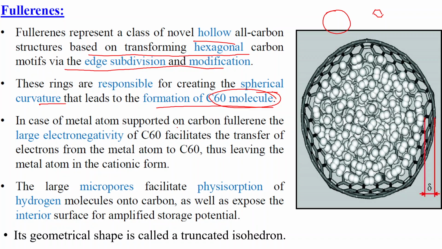In case of metal atom supported on carbon fullerene, the large electronegativity of C60 facilitates the transfer of electron from the metal atom to C60, thus leaving the metal atom in the cationic structure. You don't need to memorize all this, just try to memorize the structure, memorize the C60. So basically, try to memorize if there is some geometrical shape written. For example, here the geometrical shape is called truncated icosahedron. Okay.